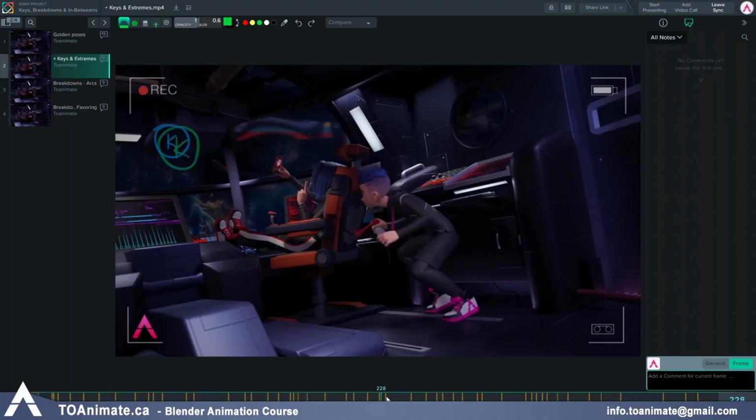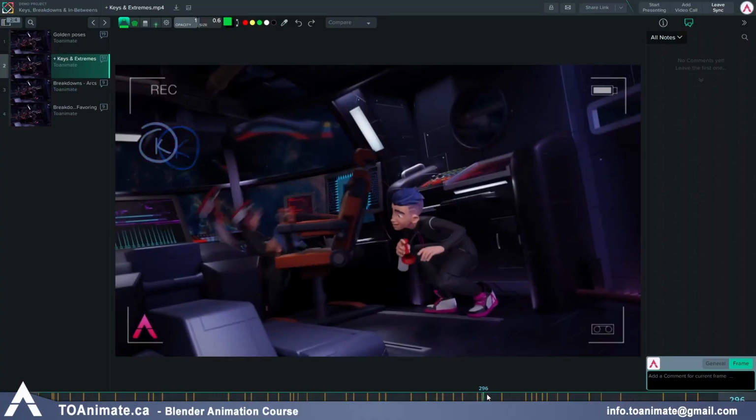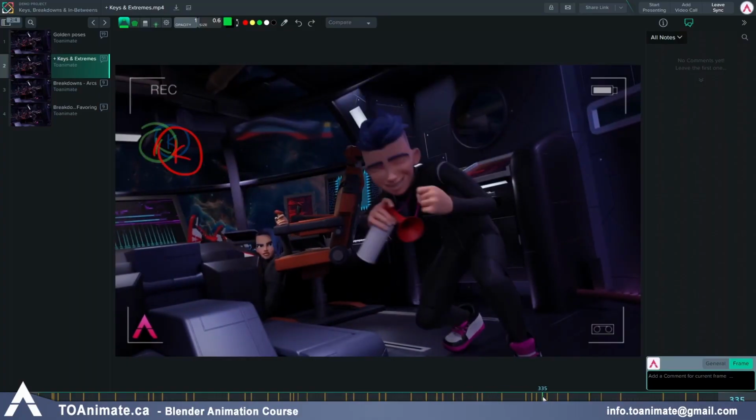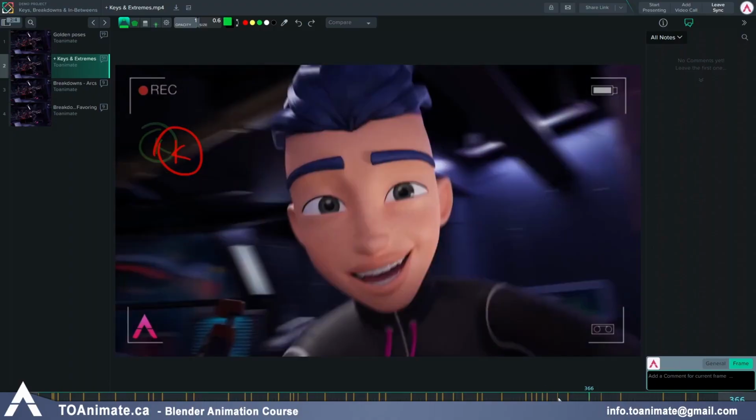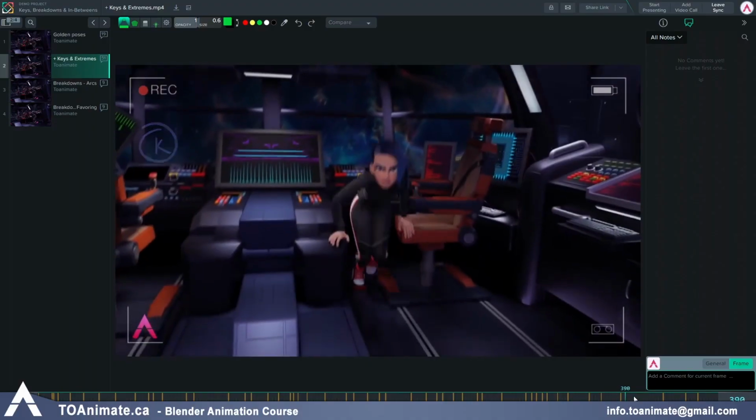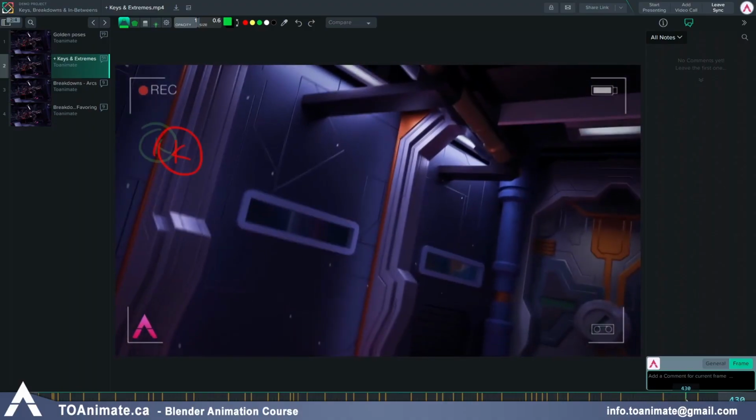Now we're going all the way to 335. And this is where Max does his yes gesture, and this frame is where his hands come closest together before opening up again. And then at 366 is where Max fully stands up. And lastly, on frame 430, this is the last pose of the camera before dropping down.